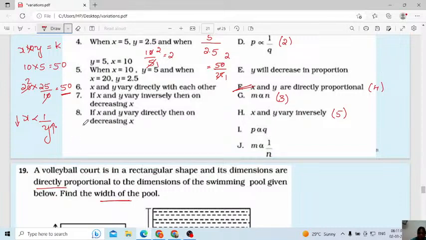Here, the next, eighth question. X and y are directly proportional to each other. Then if x decreases, does y decrease or increase? Tell me. Y also will decrease. This is the eighth one.